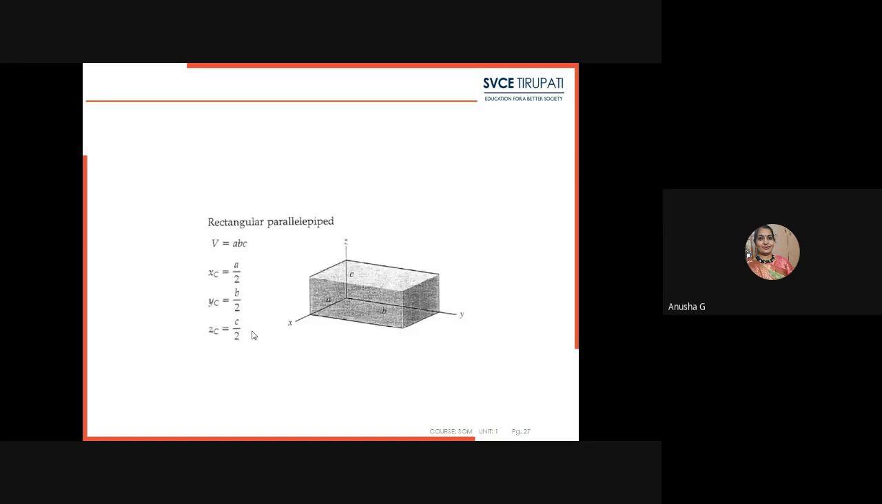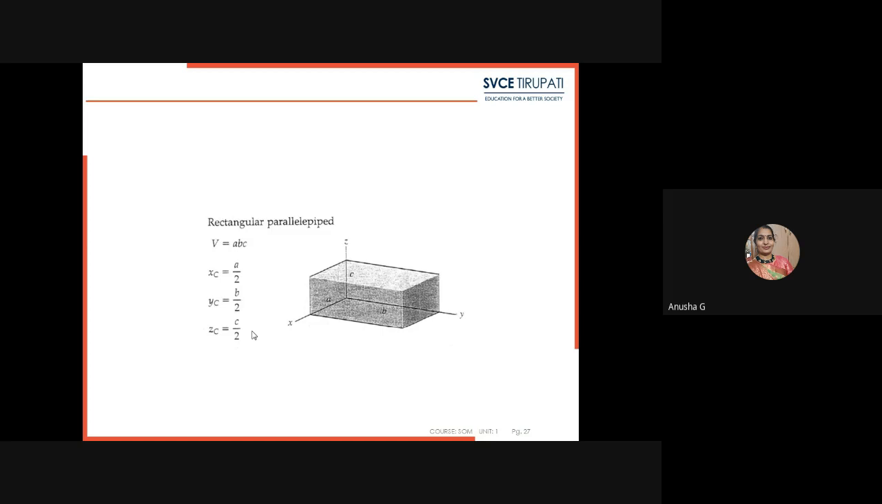Next, we'll see the rectangular parallelepiped condition. That means we are seeing the 3D dimension. Whatever we saw in the last one is the 2D dimension of the rectangle, where we directly considered the area of the rectangle as B into H. But here we have to consider the volume of the rectangular parallelepiped. Volume is length into breadth into height, A into B into C.